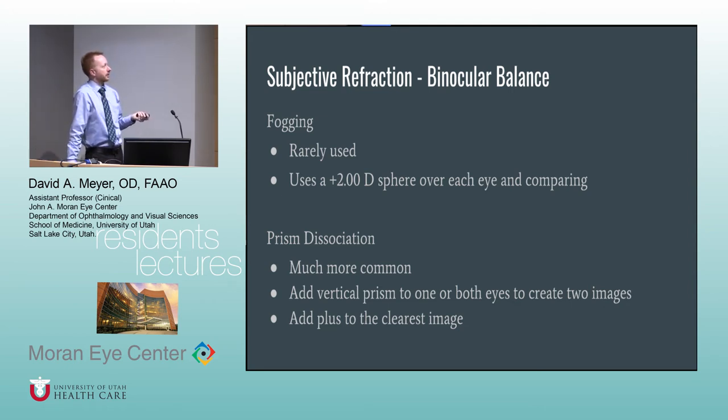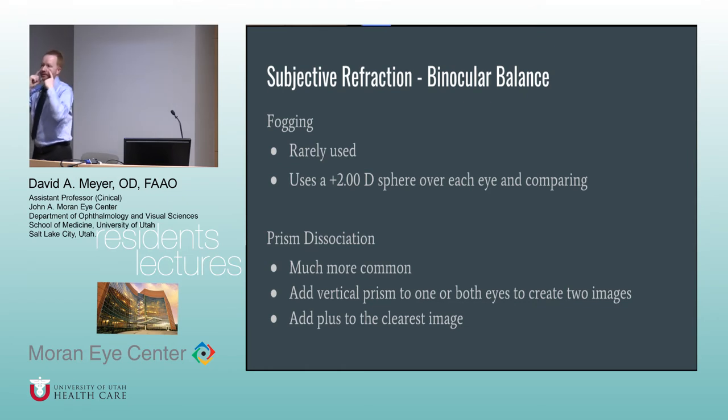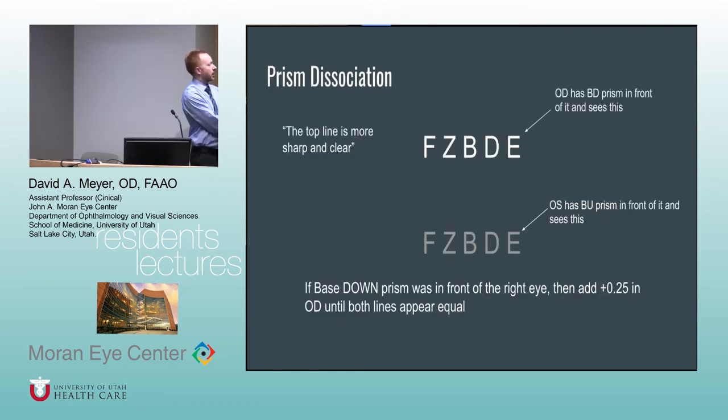This is a really good way to balance the eyes, using what's called prism dissociation. Basically, you're adding vertical prism to each eye, and I'll show you an example of this. And then you add plus to the clearest image. So let me show you this. The patient's sitting there, you put a base down over the right eye, I believe. Yeah, you put a base down over the right eye, and you put a base up over the left eye, okay?